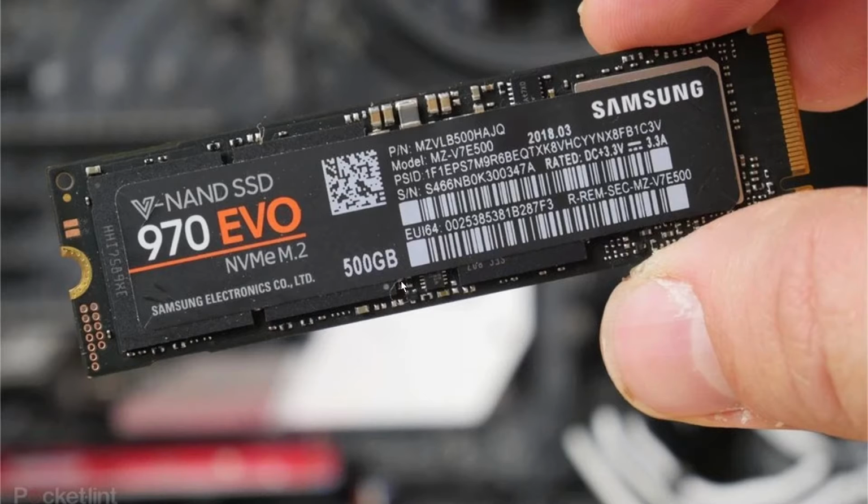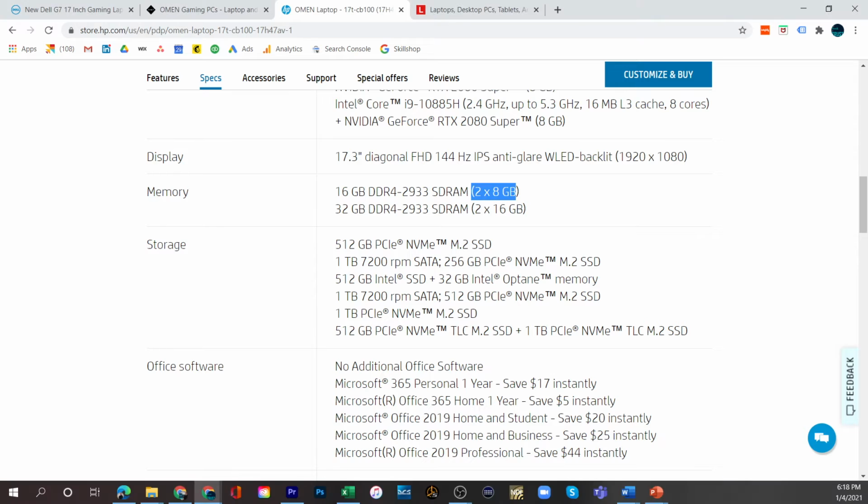I've seen 1 terabyte. Actually, in my laptop, I upgraded and I got a 1 terabyte drive. And I can tell you that I could feel the speed difference, the performance difference between how my computer behaved before and how it behaves now.